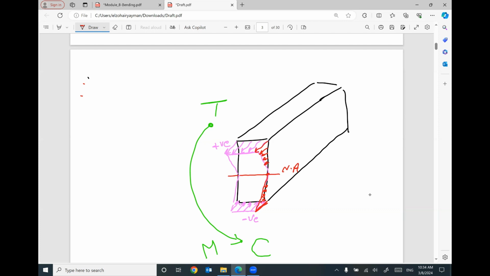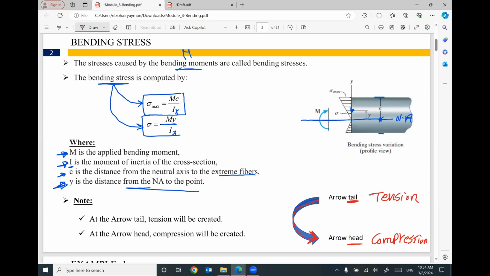So how can I figure out the part of the cross section under tension or the part of the cross section under compression? I have to look at the arrow of the moment. Does that make sense? So at the arrow tail, we should expect tension. At the arrow head, we should expect compression. What is the value of the stress? If you are looking for the value of stress at any point, I'm gonna use this expression. Sigma, the bending stress, equals the applied moment times the y distance divided by I. Y is the distance between the point and the neutral axis. If you are looking for this point, this is the y distance.